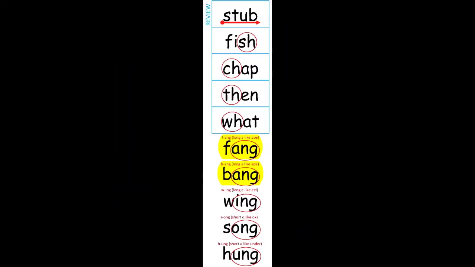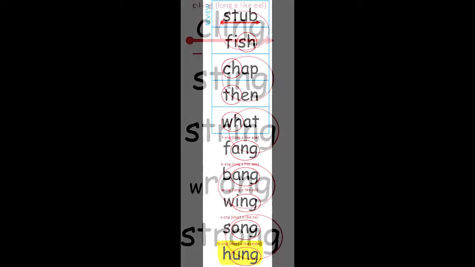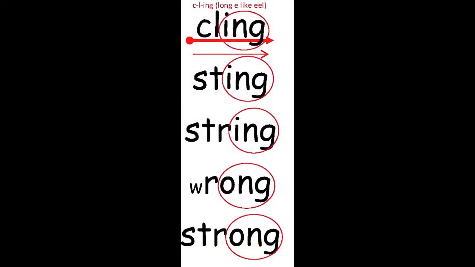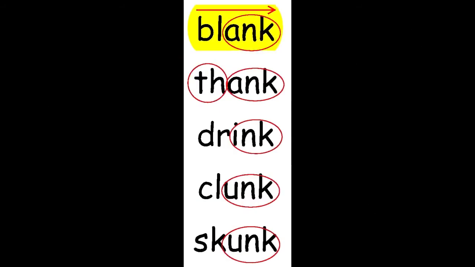Let's practice some of our NG and NK words. Some will have a long vowel sound, while others will have a short vowel sound. Here are some examples of how the words should be read. Sting, blank.